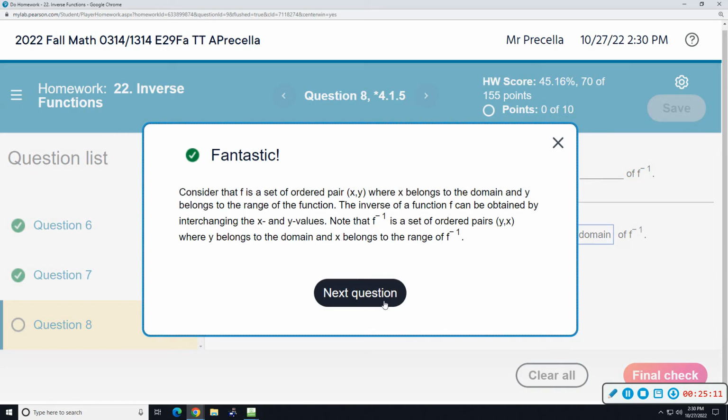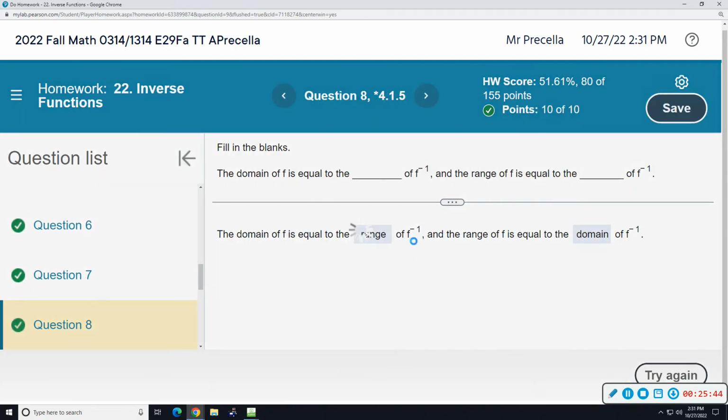And then, of course, they give this wonderful little box here. Let's see. Consider that F is a set of ordered pairs x, y, where x belongs in the domain and y belongs in the range. The inverse of a function F can be obtained by interchanging the x and y values. Note that F inverse is a set of ordered pairs y, x, where y belongs to the domain and x belongs to the range. I think they're just trying to sound fancy here. You're just flipping the ordered pairs. I don't know why they have all that long exposition there.